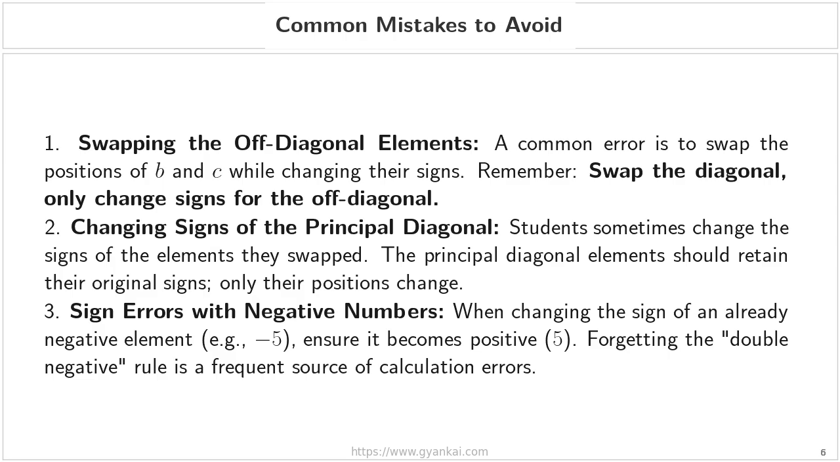Finally, keep a close eye on sign errors with negative numbers. This is a classic calculation error. When you are changing the sign of an element that is already negative, for example, if you have -5, ensure it becomes +5. Forgetting this double negative rule is a frequent source of mistakes, so always double-check your arithmetic. If you can avoid these 3 traps, you'll be able to use this shortcut with complete confidence.